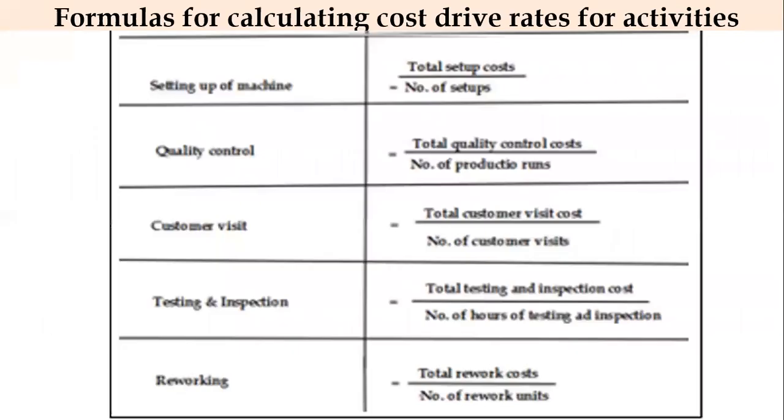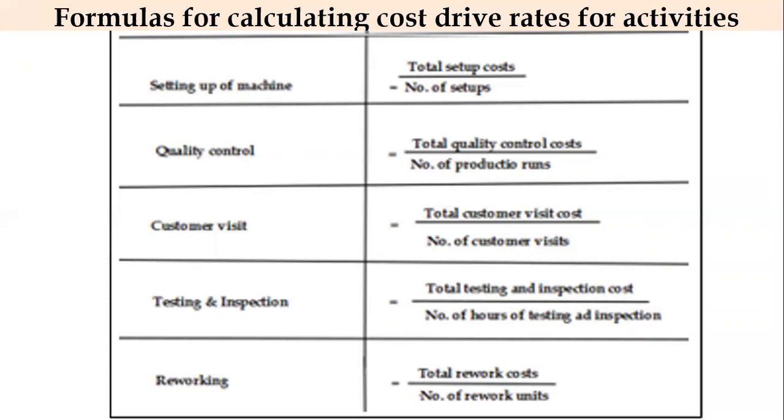Now let us see what the formulas are for calculating cost driver rates for activities. These are the activities on the left side of this chart. Setting up of machine is an activity. Quality control is an activity. Customer visit is an activity. Testing and inspection is also an activity. Reworking is also an activity.